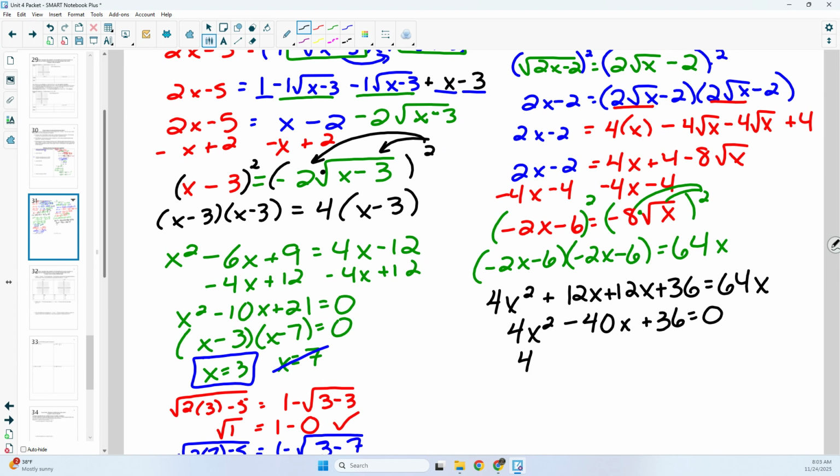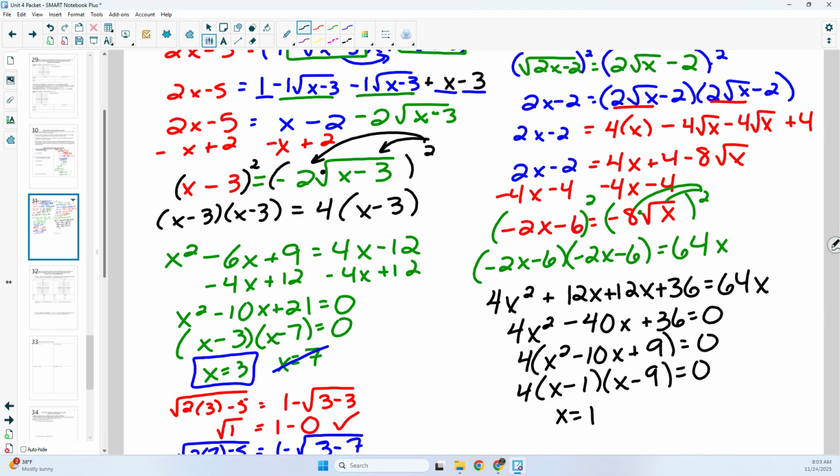And I'm going to take out a GCF first. And then factor. And solve. And it does turn out, if I plug both of these in, they do both work.